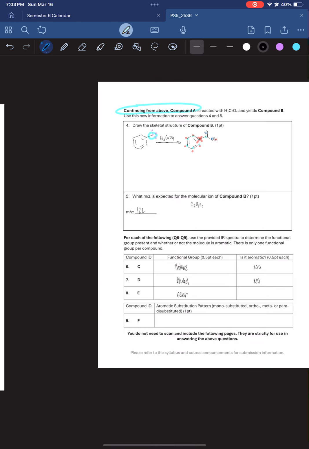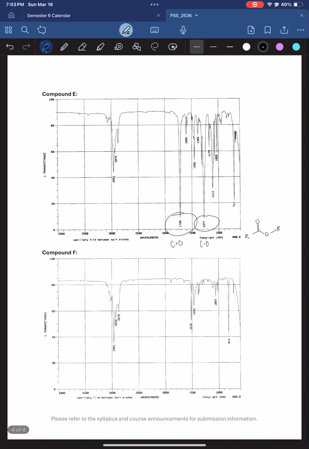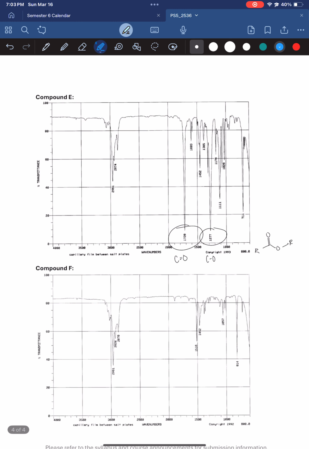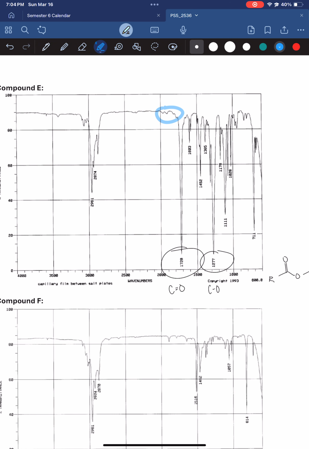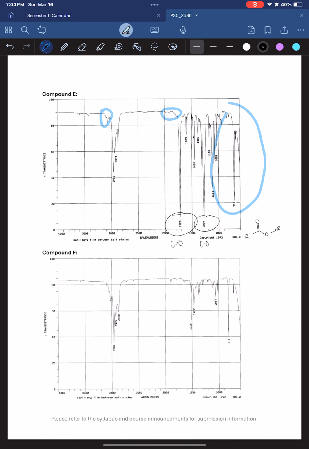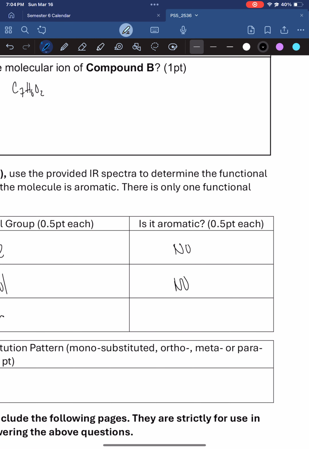And is it aromatic? So let's take a look here. In this case, I'm kind of seeing a little bit of overtones here, although not that strong. There is some out of plane bending over here, as well as to the left of 3000. For the first time, we see some peaks at the sp2 carbon range. So that kind of tells us that it is likely going to be aromatic.